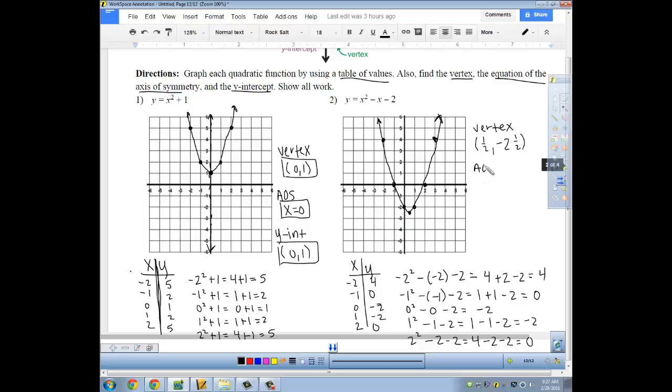The axis of symmetry, so the line that would be symmetric, well, it would go right here. So I'm going to draw a dotted line going down. So that's about x equals 1/2. So remember, it's always x equals something. It's always wherever it hits the x-axis. And then the y-intercept, well, that's a lot easier to tell. The y-axis is right here, so that would be 0, -2.